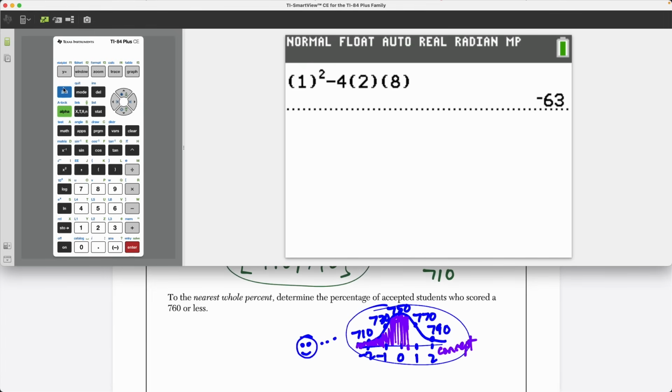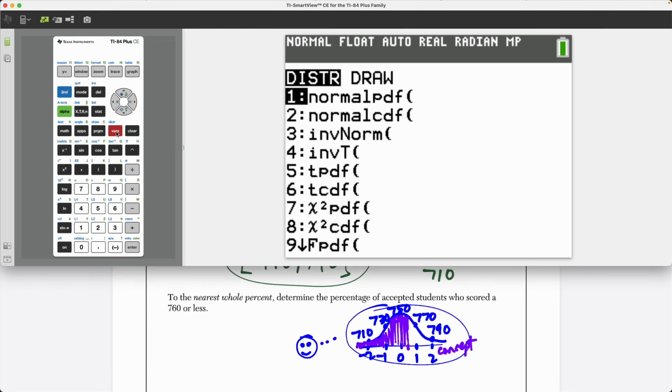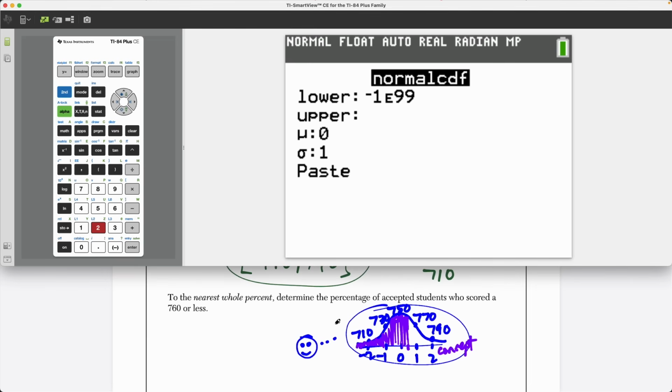So for this one, we just press second vars. Okay, so we go here and we're going to go to normal CDF. And for our lower bound here, well, how low of a score can we go? Well, let's just pretend someone got a 0. But that's not going to be the case, right? This is a highly competitive college, but maybe they just got in, like someone they know donated $1 billion. So cool, now they're in.